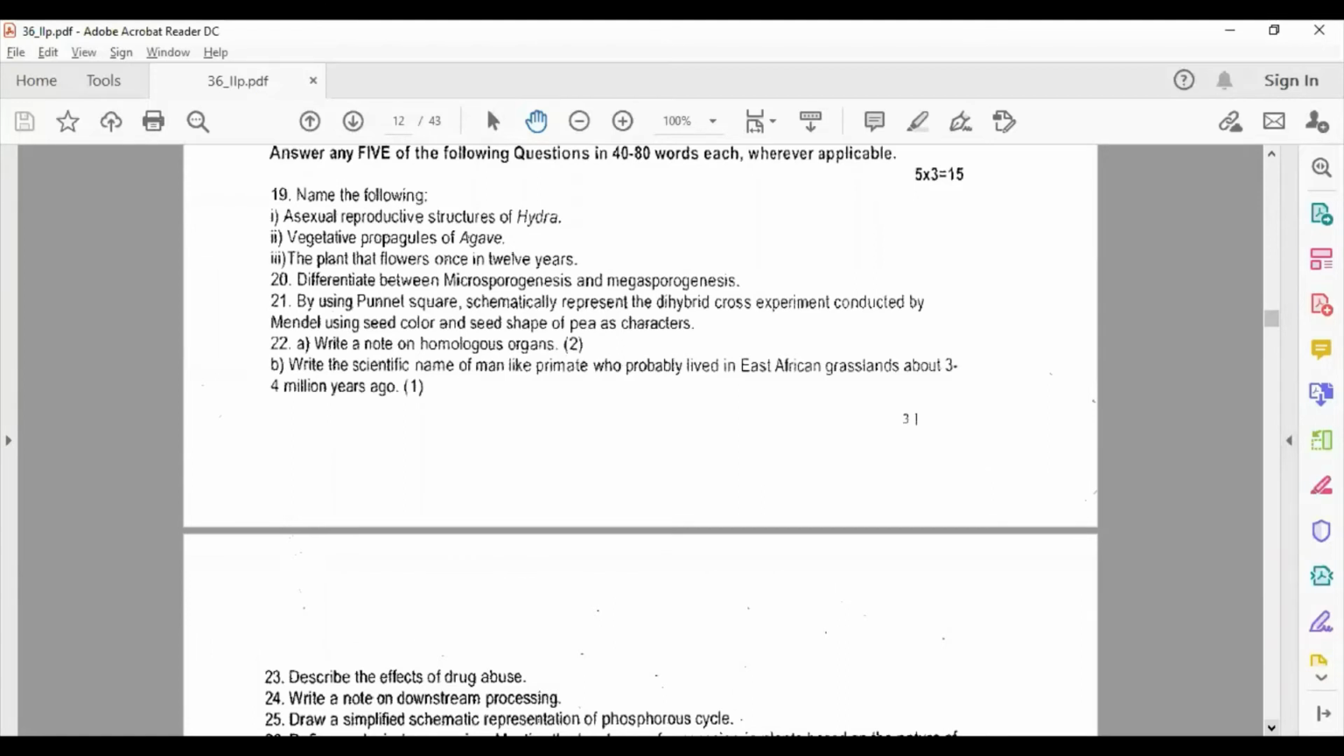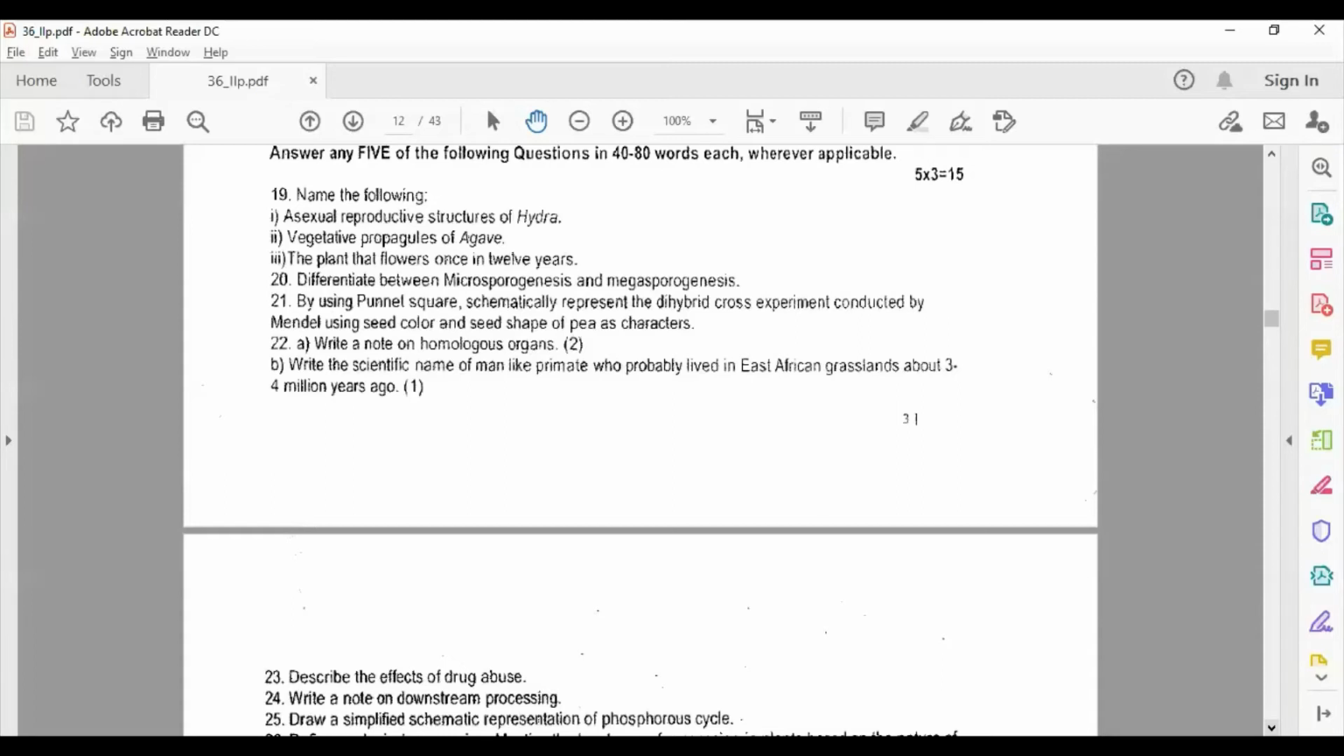So here you have to answer in 40 to 80 words each, and each answer carries 3 marks. So in total you would get 15 marks. The first question under Part C is: name the following: the asexual reproductive structure of Hydra, the vegetative propagules of Agave, and the plant that flowers once in 12 years. This is from the 2nd chapter.